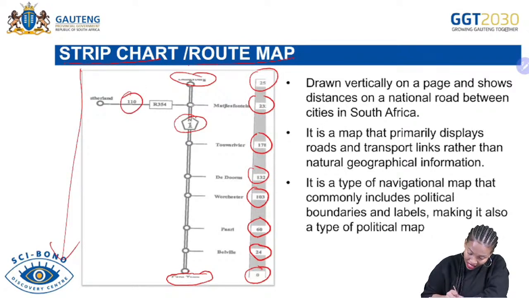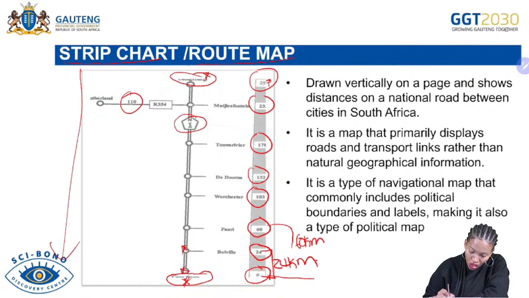If I wanted the distance from Cape Town to Laingsburg, I will look here, it's from 0 up to there, which is actually 250 something kilometers, but it's not showing well. I think it was 257 kilometers. If I wanted the distance from Cape Town to Bellville, what is the distance? It is 24 kilometers. If I wanted the distance from Cape Town to Paarl, it would be what?